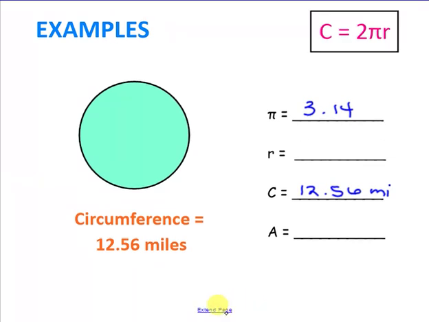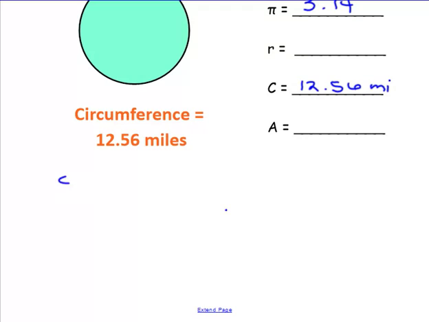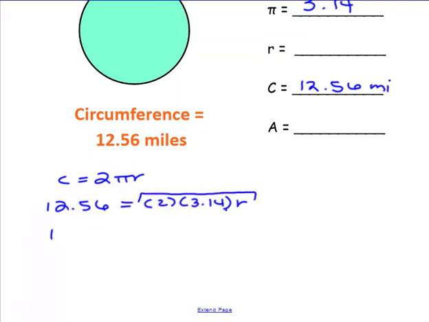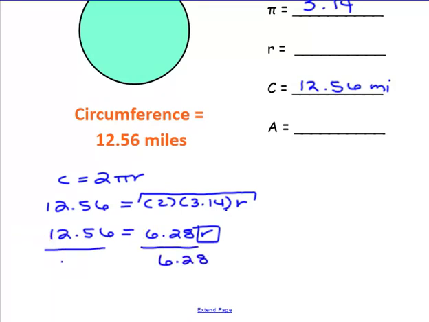Okay, so we're going to write out the formula. C equals 2 pi r. Now our circumference is 12.56 equals 2 times 3.14 times r, because we don't know r. We're going to simplify this left-hand side. So 12.56 equals, we can multiply those two together and get 6.28 r. Now we want r by itself. So one-step equation, box your variable, divide by 6.28 on both sides. And then that will give us r equals 2.